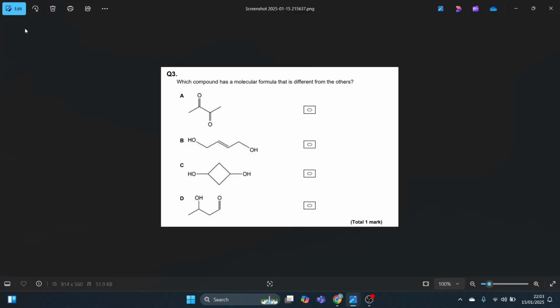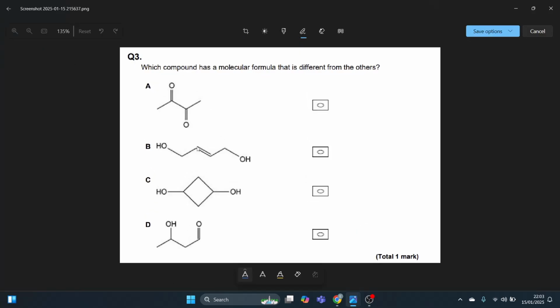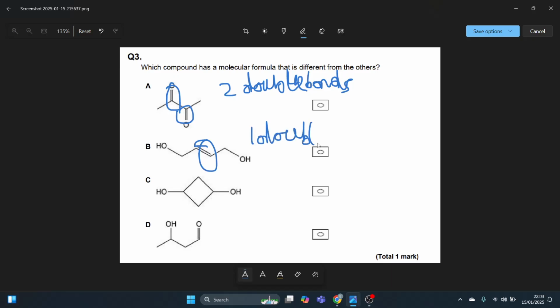Question 3. Which compound has a molecular formula that is different from the others? Now, what I would say is, you don't even need to work out full names. If we look here, that's 1 double bond, that's 2 double bonds, 2 double bonds, and that's 1 double bond. The reason I'm talking about double bonds is because each one causes you to lose 2 hydrogens.